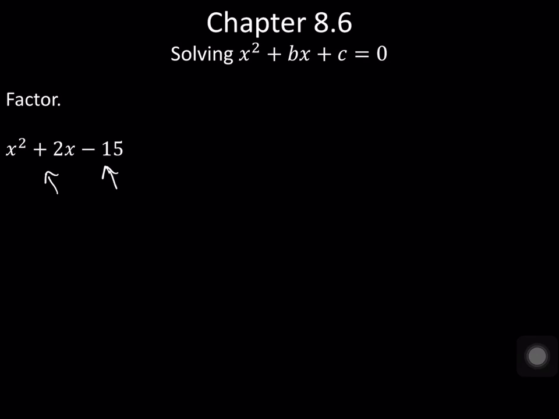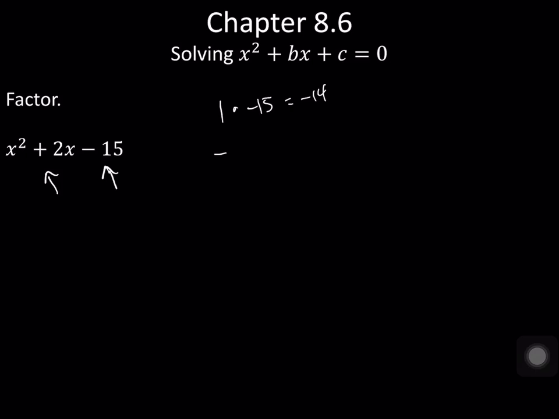All right, so numbers that multiply to give me 15. 1 times -15. But I can't add those together to get a positive 2. What does happen when I add those together? I get a -14. Well, I don't want a negative number in the middle. I want a positive number.